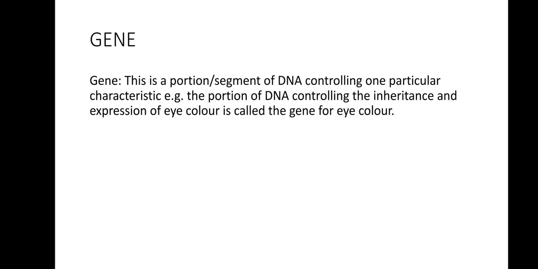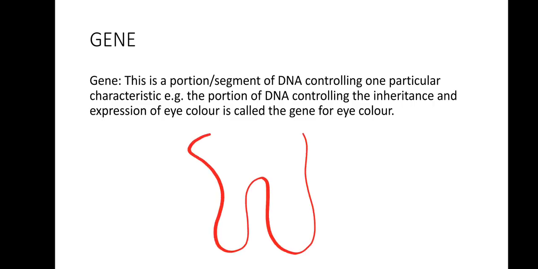When it comes to a gene, a gene is a portion or segment of DNA controlling one particular characteristic. So one gene is controlling one characteristic, okay? One gene. And I drew a chromosome in the previous video. So this is a chromosome.